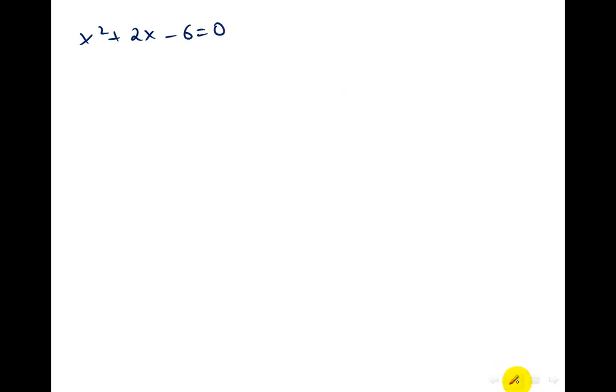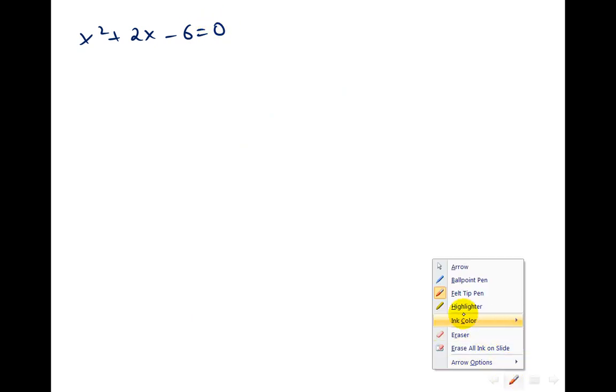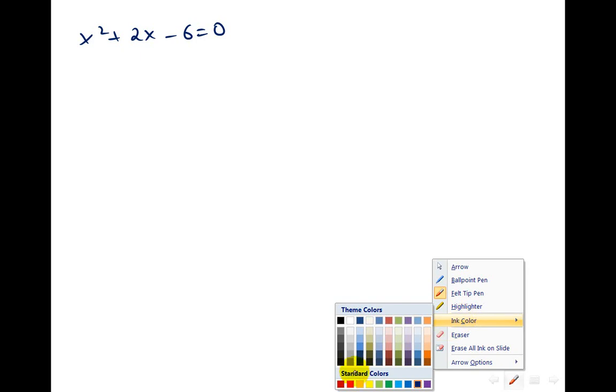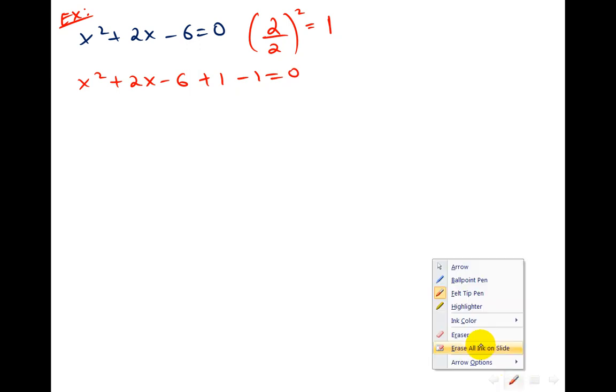Okay, here it says that you have x squared plus 2x minus 6 equals 0. Now again you'll do the same thing. Take b, divide it by 2, then square it. B is 2 here, so 2 divided by 2 is 1, and 1 squared gives you 1 again. So now x squared plus 2x minus 6 plus 1 minus 1 would be what? It will give you 0.